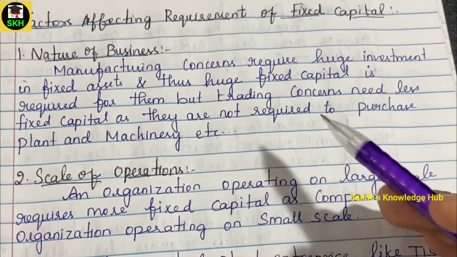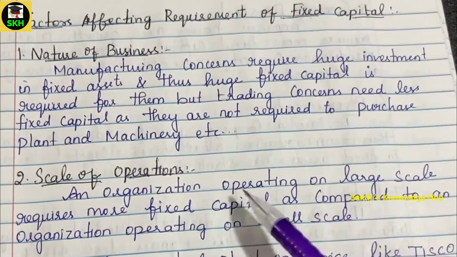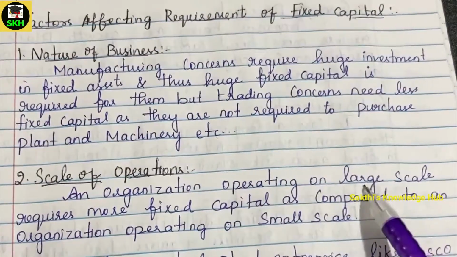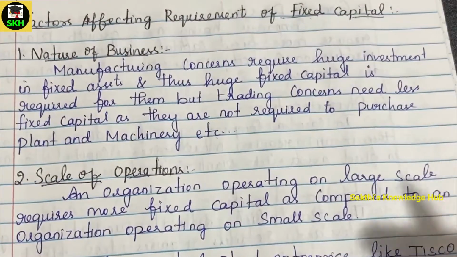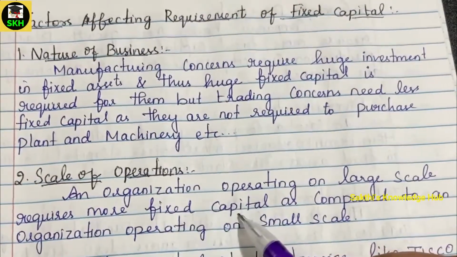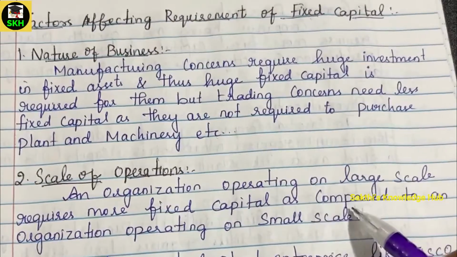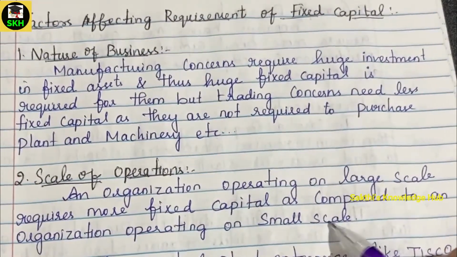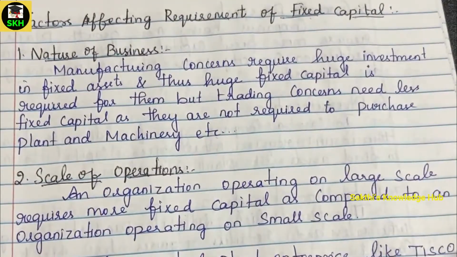One is the large scale operation business and the other is the small scale operation business. In case our business is a large scale one, manufacturing a bulk quantity, a business is big, definitely in that situation we need more fixed capital. But in the opposite case, the small scale industry, if any business organization is running at a small level, their fixed capital requirement will be very less.